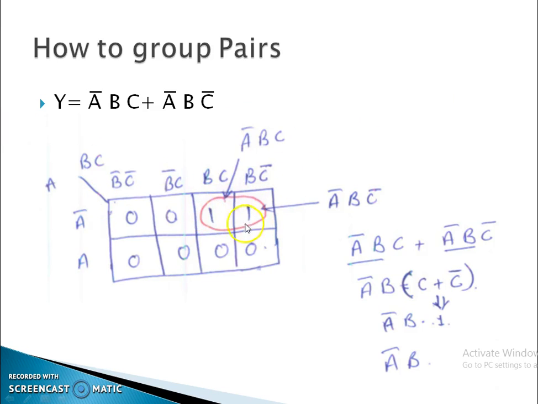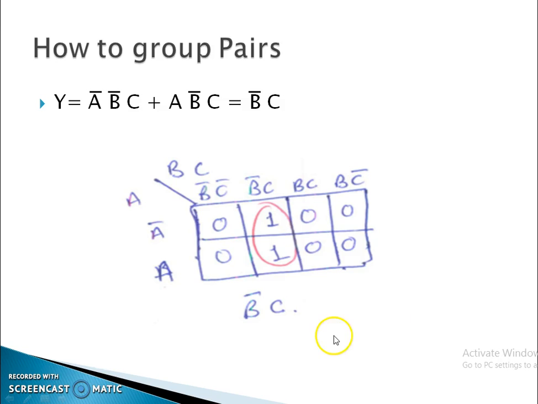In this K-map, in this pair we will see the value of A complement is the same in both the blocks. The value of B is also the same in both the blocks, but the value of C is changing from C to C complement. So we will absorb the variable C and the minimized value will be A complement B. Here it is A complement, here it is B. So the minimized term for this pair will be A complement B.